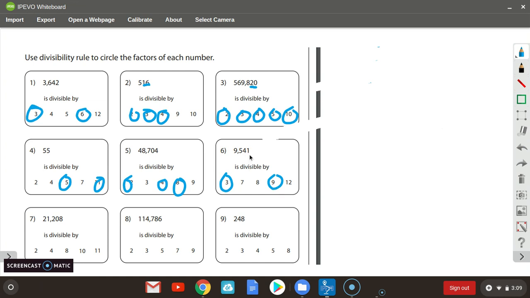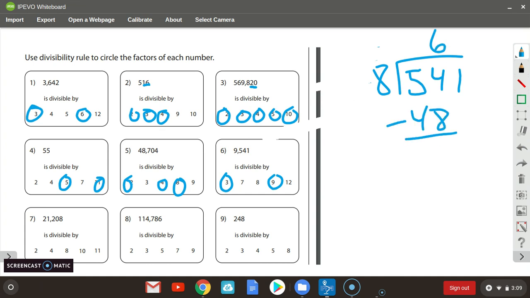And then we're going to take a look at this last one. And I'm going to go ahead and do the same thing where I'm going to do 8, and I'm going to divide 541 into 8. 8 is going to go into 54. So 8 times 6 is going to be 48. I'm going to subtract. I'm left with 61. 8 goes into 61 7 times. That's 56. And I have a remainder of 5. So it's not divisible by 8.